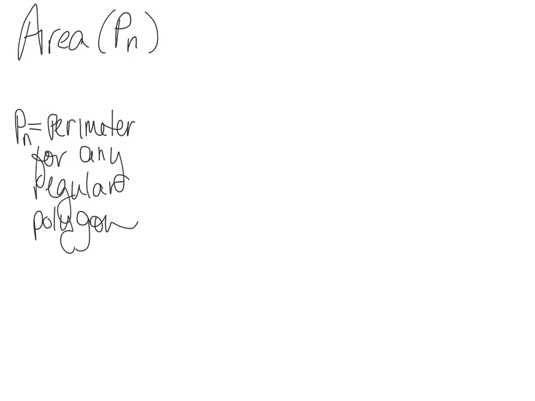So I can write a generalized area formula. The area given the perimeter would be equal to 1/2 n times the area of one triangle. No matter how many triangles there are, a regular polygon is made up of as many equal triangles as there are sides of the polygon, right?